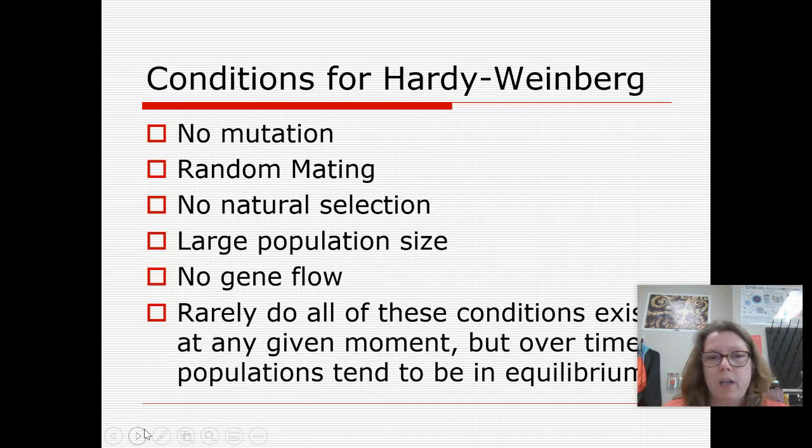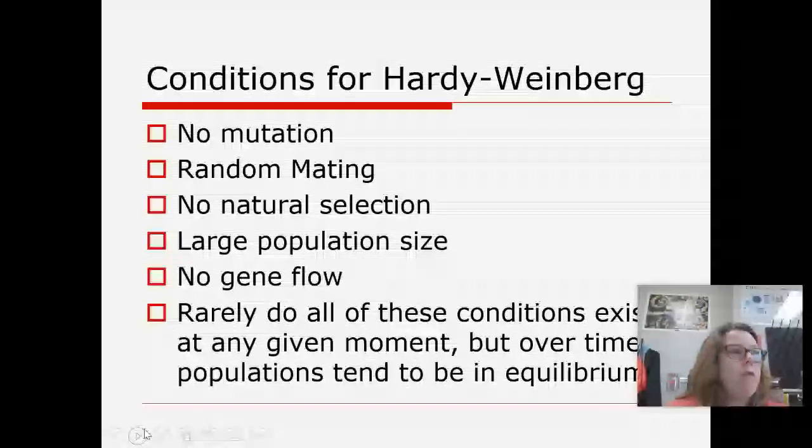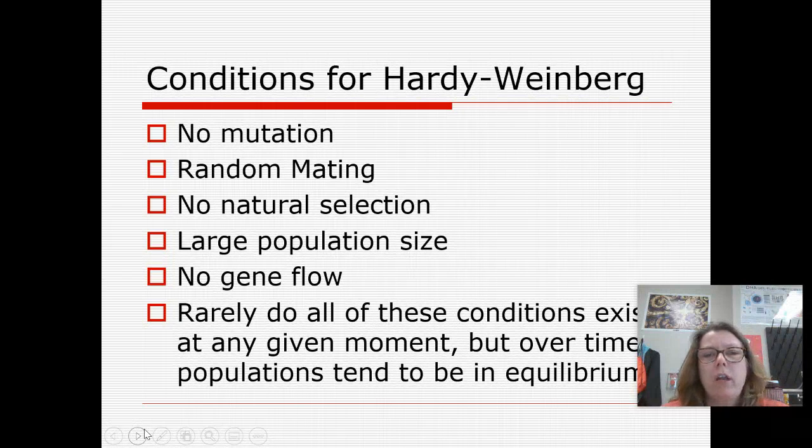You have no natural selection. So all variations are considered equal and none of them are going to contribute to more predation or something like that. That doesn't happen, right? You have to have a large population for this to exist. So you have to have a statistically significant population. No gene flow, in other words, genes being moved from one population to another. So no immigration or emigration. So as you can see, rarely do all of these conditions exist.